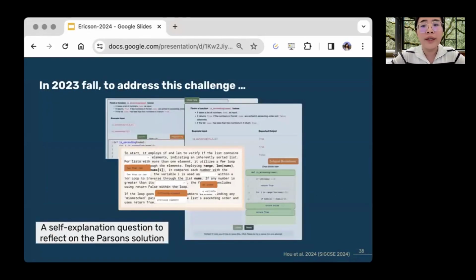And the final one is a self-explanation question to reflect on the Parsons solution. After getting the Parsons problem correct, the solution will appear again without any textual explanations. This time, students need to explain the reasoning behind the solution in a gap-based self-explanation prompt. This prompt is designed to minimize guessing and enhance students' understanding of the Parsons solution. In this case, the large language model will generate the main structure of this explanation, leaving the keywords to be filled in by the student.